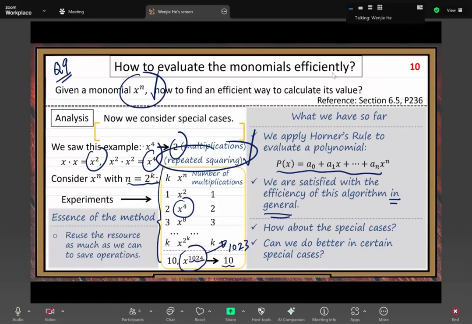The main idea here is, when we try to improve our computation, a very important idea is to reuse your computation resource as much as you can. The more you can reuse, the better your efficiency. That's the general idea. Here is the first time we see this idea.